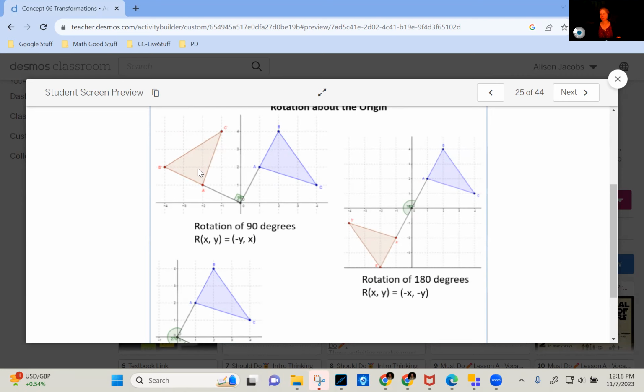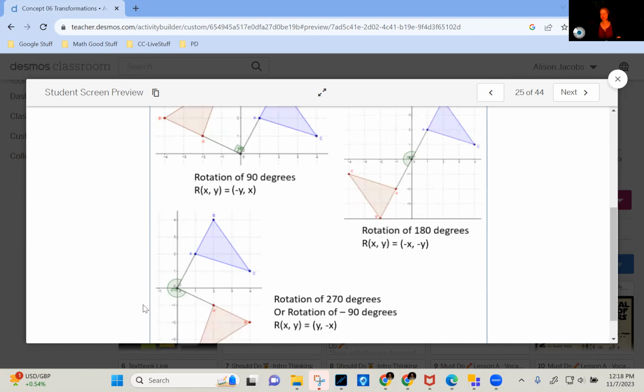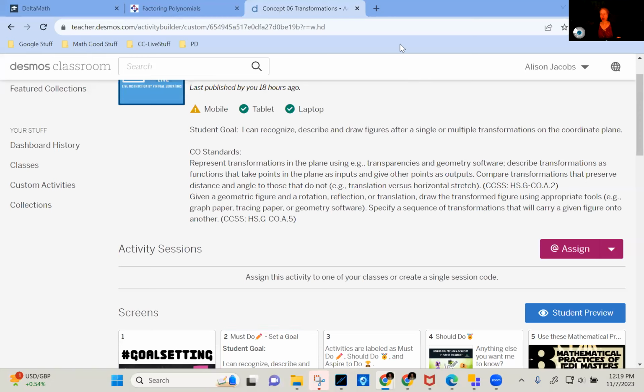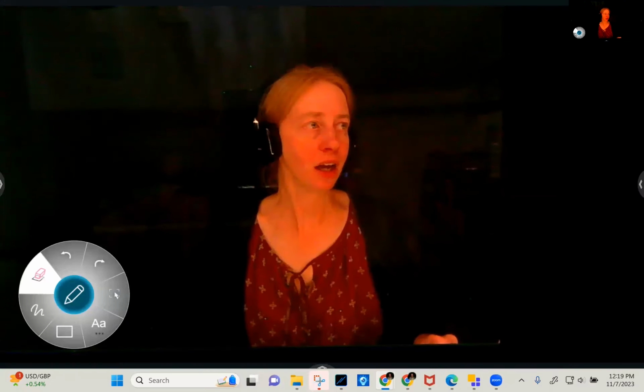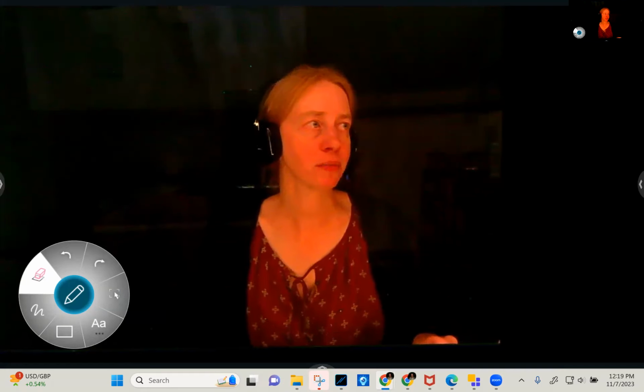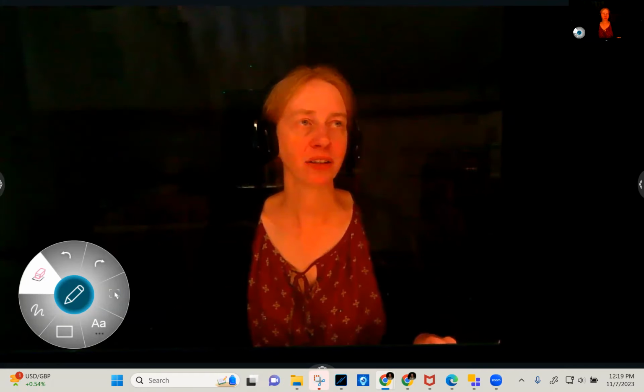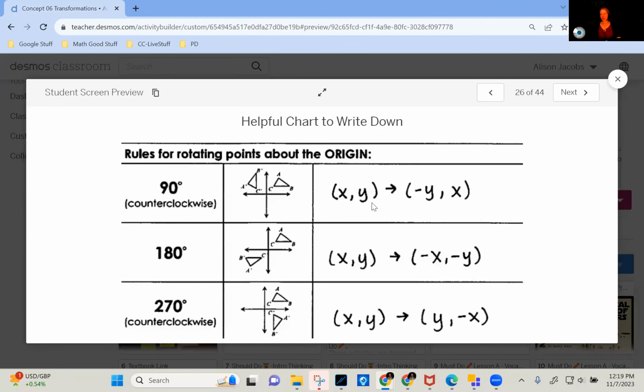This is a 90-degree turn. This is a 180-degree turn. And this is a 270-degree turn. 360 would bring it all the way back to where it started. So that's what we are talking about, but let's see how we're actually going to be using this. One thing I also have for you guys is this rules for rotating. And so I have these X, Ys, and how we're going to change the X and the Y points, depending on what the rules are.